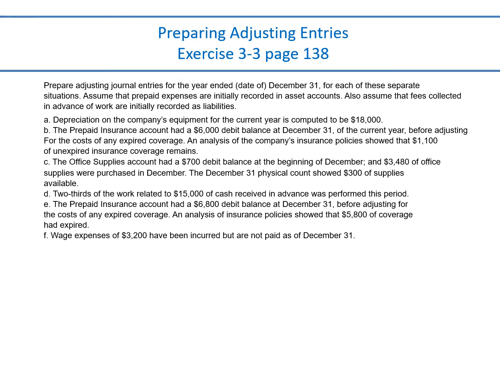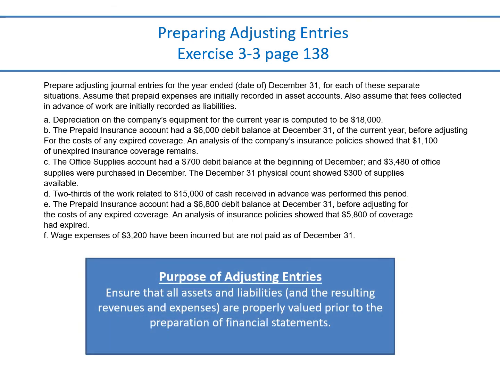All right, so in this example, they're asking us to prepare adjusting journal entries for the year ended December 31st. For each of these separate situations, we're supposed to assume that prepaid expenses are initially recorded to asset accounts, and we're to assume that fees collected in advance of the work are initially recorded as liabilities, okay? So 2 reminders before we look at each of these individual situations.